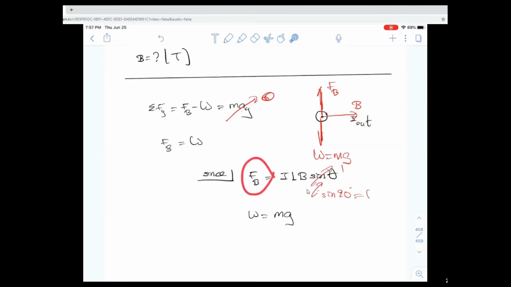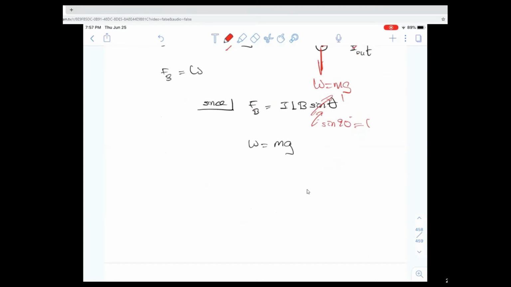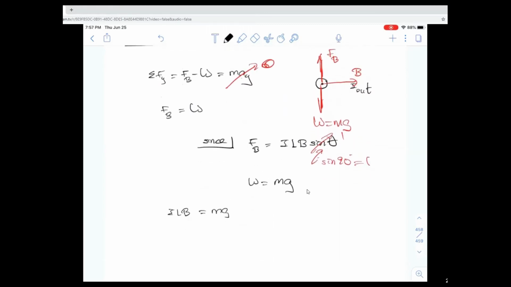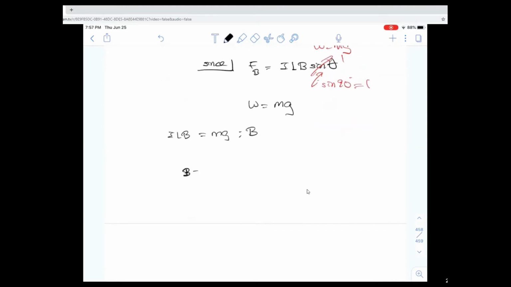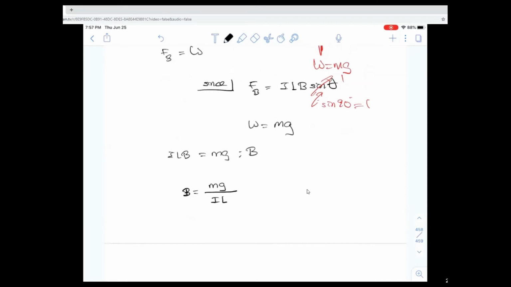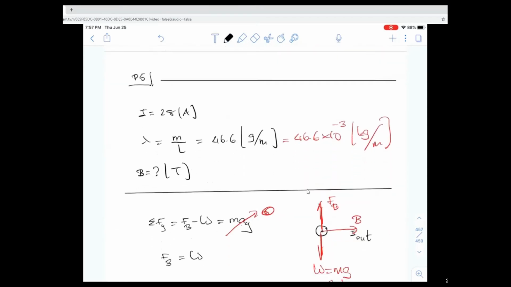All right, so back substitution. We have I, L, B on the left-hand side, mg on the right-hand side, and we are still figuring out B. So isolate B. It's going to be mg divided by IL. We will have numbers for all the stuff that we're looking at.